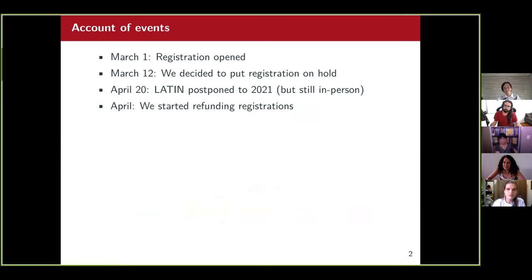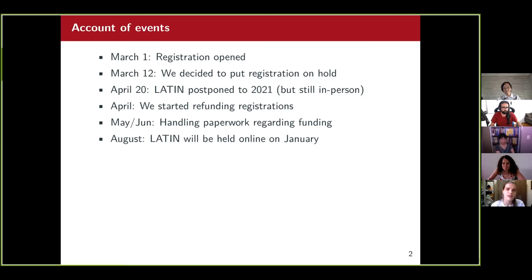But in any case, we started refunding registrations because prices would change. And then we had to spend some time handling paperwork regarding funding, because we had to extend the deadlines and things like that. But in August, we had to take the decision that LATIN would be held online. And January seemed the best date for that.